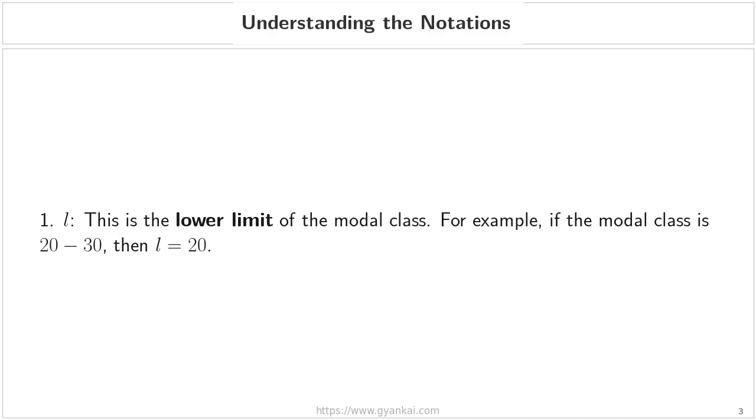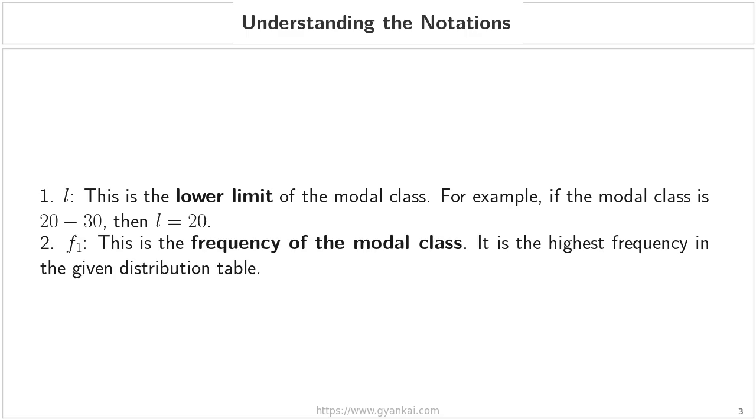First, we have the lowercase letter L. This represents the lower limit of the modal class. To make this clear, if you identify your modal class as the interval 20 to 30, then L would be 20. Second, we have f sub 1. This is the frequency of the modal class itself. If you look at your frequency distribution table, this is simply the highest frequency value you can find.